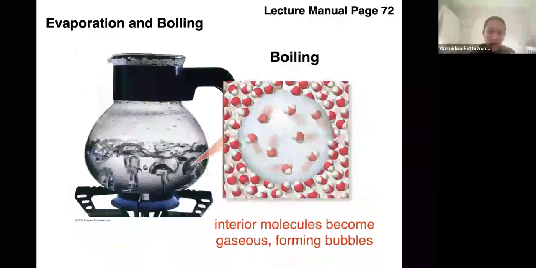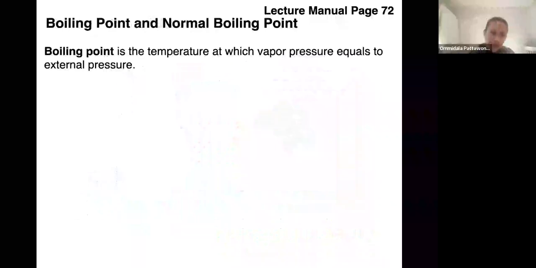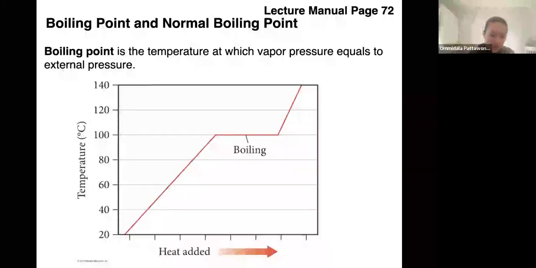For example, as you see here, when it's boiling, when the molecule has enough thermal energy to overcome the IMF, it is going to change state from liquid to gas, and that gas molecule is going to move around, forming bubbles inside the liquid. So again, this occurs throughout the liquid for boiling. The boiling point is the temperature at which vapor pressure equals the external pressure or the atmospheric pressure.